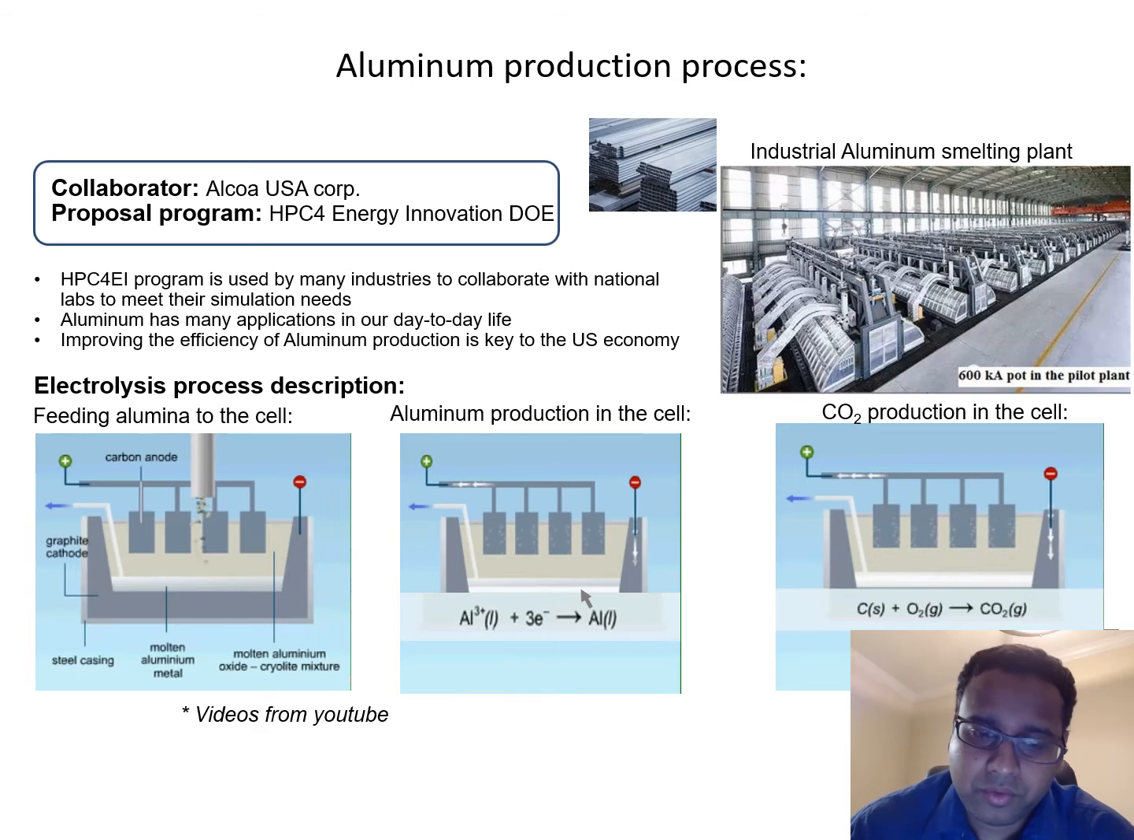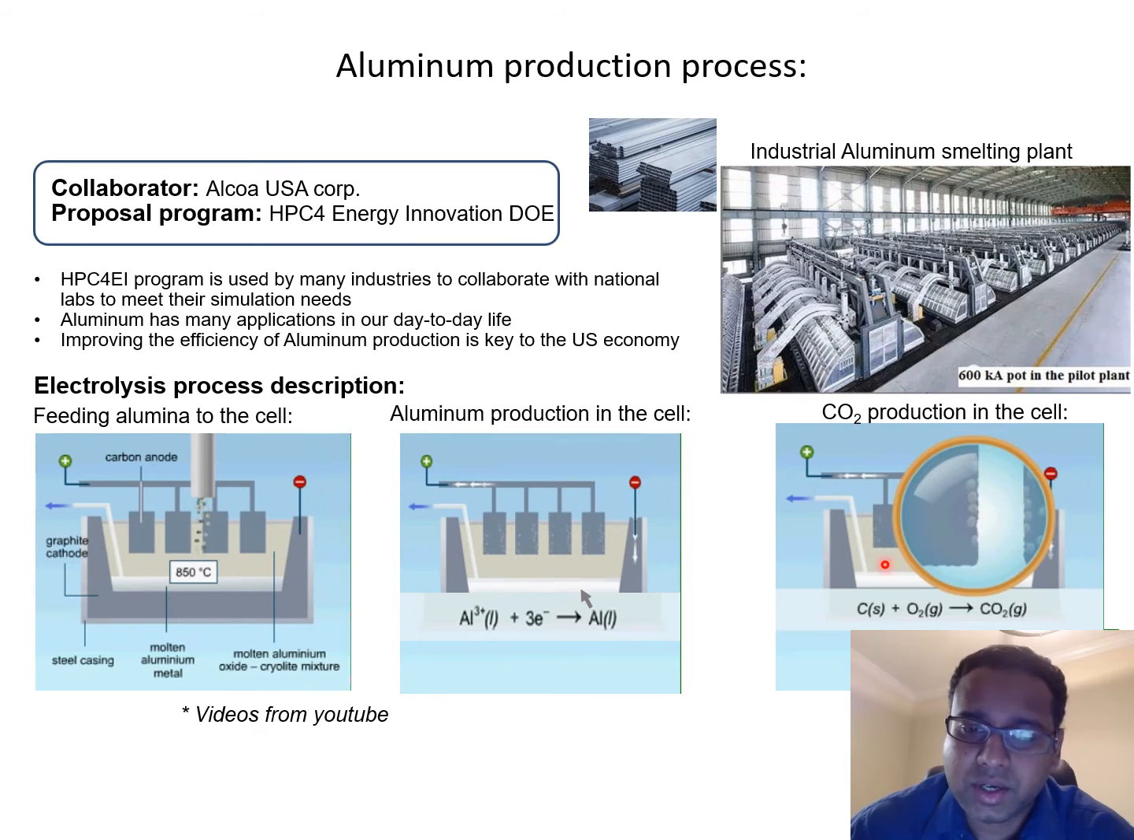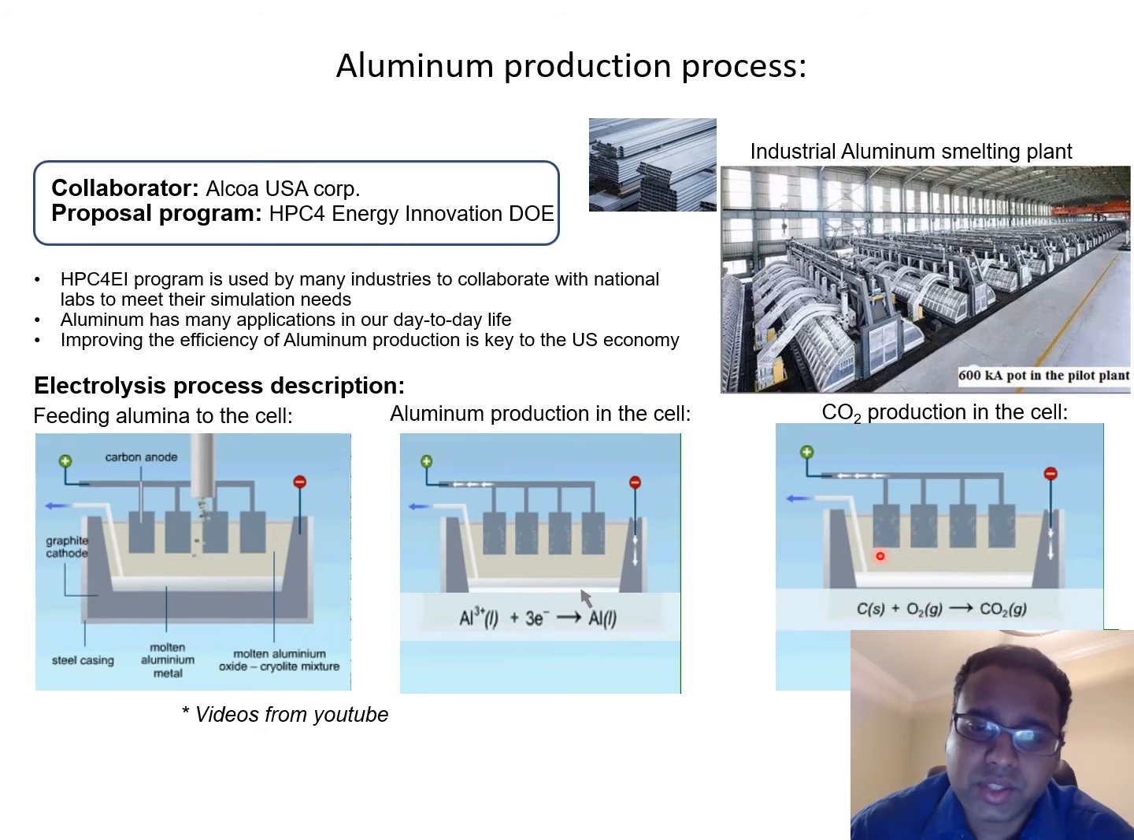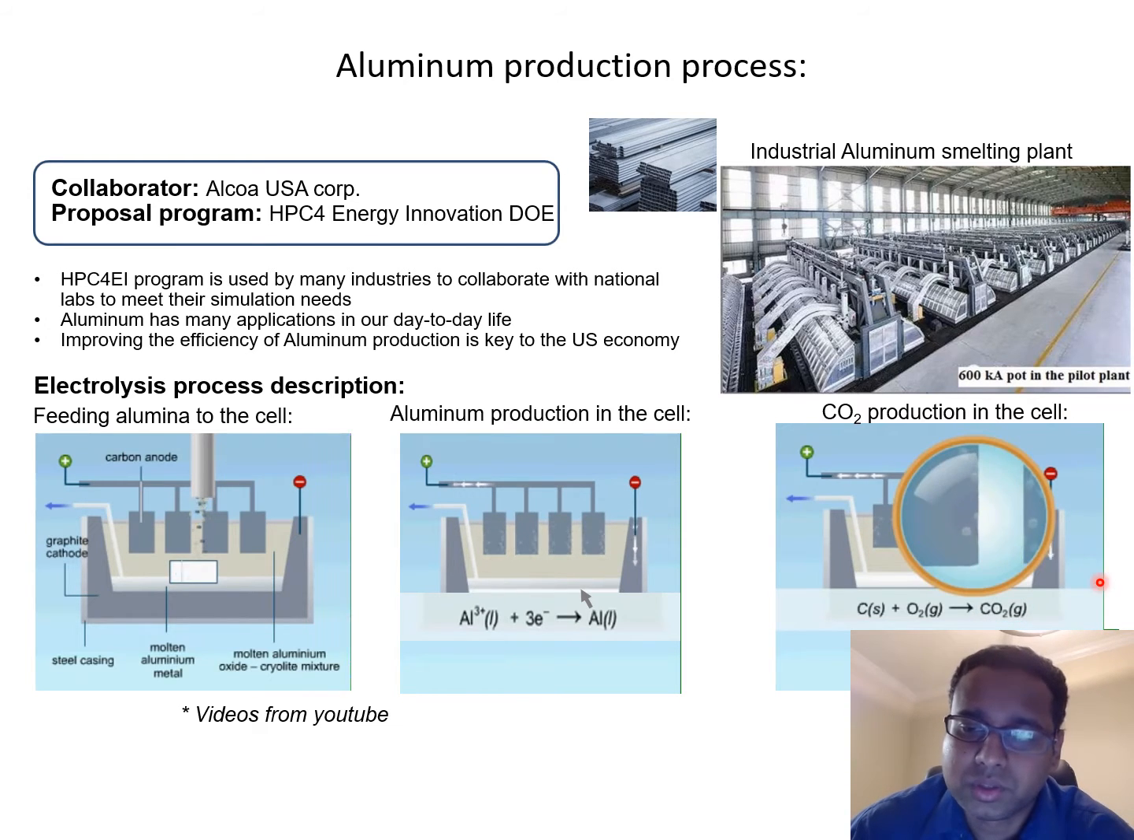And as part of the anode reaction, the CO2 gas is formed, and not just CO2 gas, under certain conditions, other greenhouse gases like perfluorocarbons are produced on the anodes, and this is called the anode effect, and we will be discussing this further in the results section, how we are identifying the anodes which are susceptible to this anode effect and which produces perfluorocarbons.